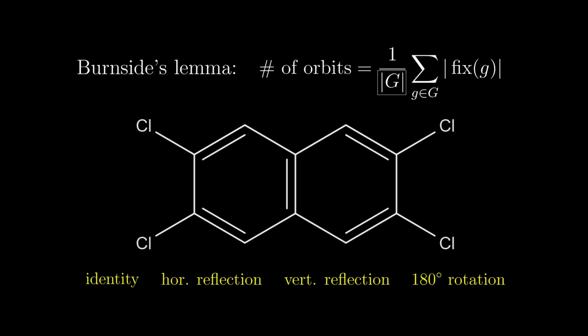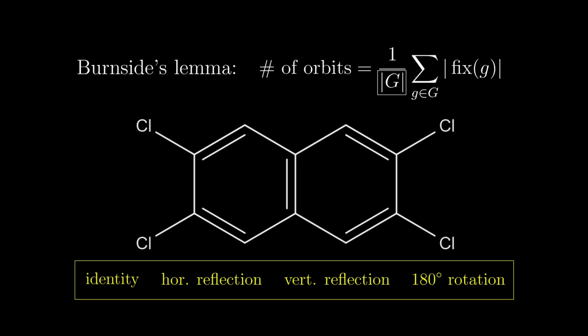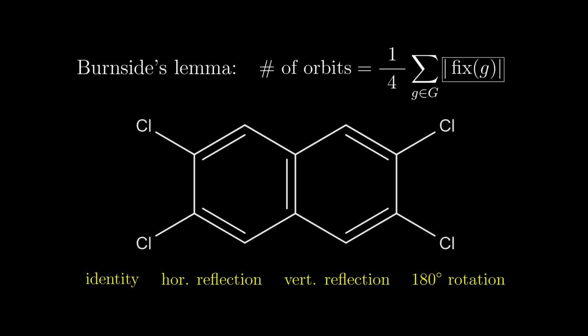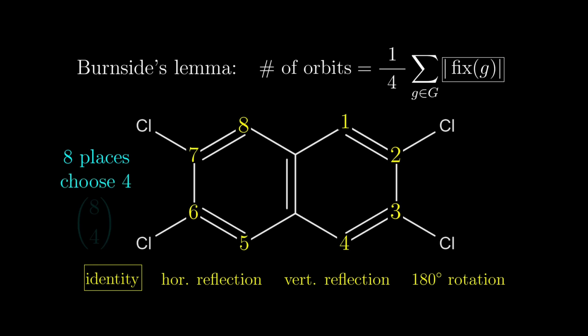The first thing we need is the size of the group. Well, we have already listed all of them at the bottom, so we can substitute size of G as 4 at the top here. The next thing is the size of the fixes. Firstly, we will consider the fix of the identity. By definition, it fixes everything, so its fixed size would be the whole set. There are altogether 8 places that we can place our chlorine substituents, and we choose 4 out of it, so its fixed size is 8 choose 4.